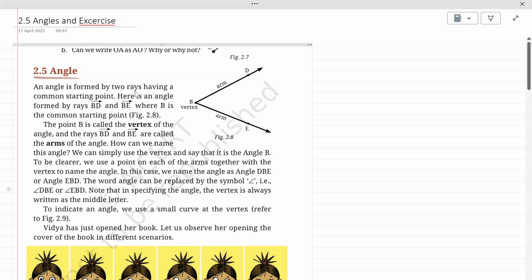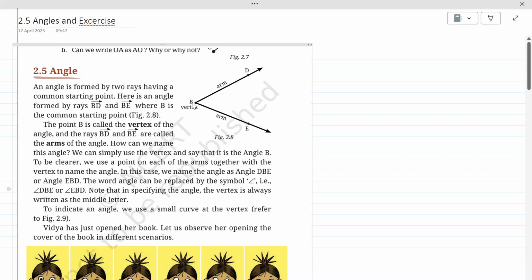An angle is formed by two rays having a common starting point. Okay, so what it says is that any angle has two arms which are the rays, and they meet at one single point which is the starting point of that angle. Here is an angle formed by the rays BD and BE. So BD and BE are two rays which are meeting at the point B. The starting point of these two rays is B.